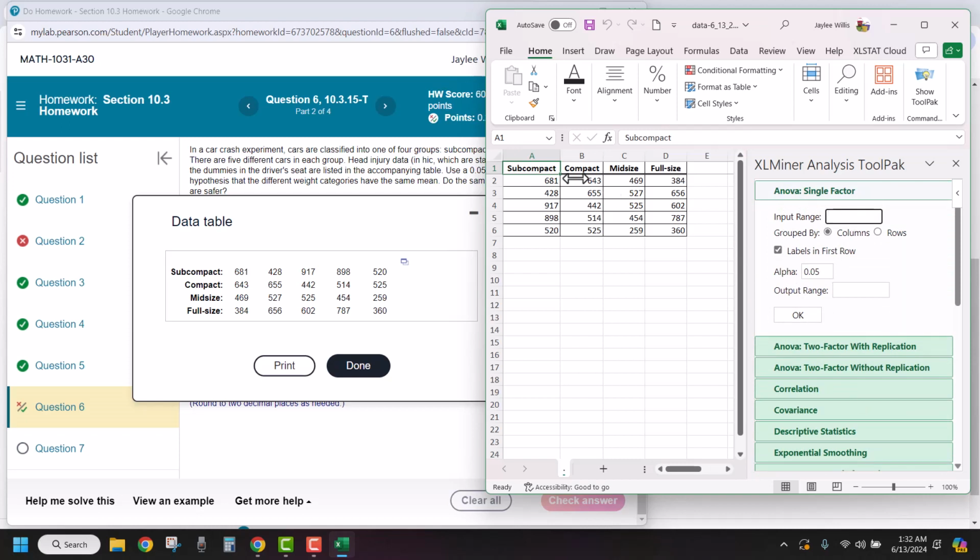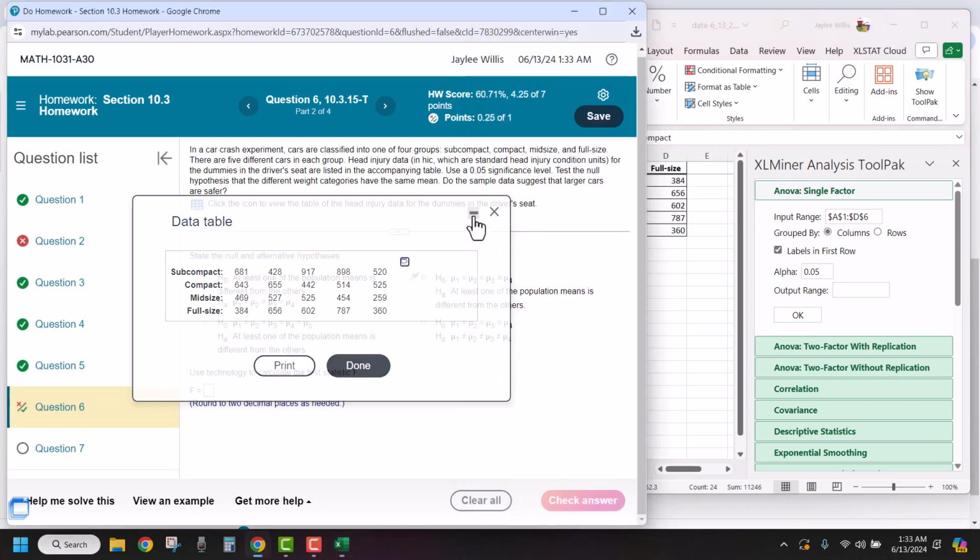And then for your input range, you're going to select the whole set of data that you were given. And some data sets will be given to you in columns, like this Excel spreadsheet. So you would select columns. Other data sets might look more like this, where it's given to you in rows. So you just select whichever one applies. In this case, it's columns because that's the way our Excel spreadsheet is structured.